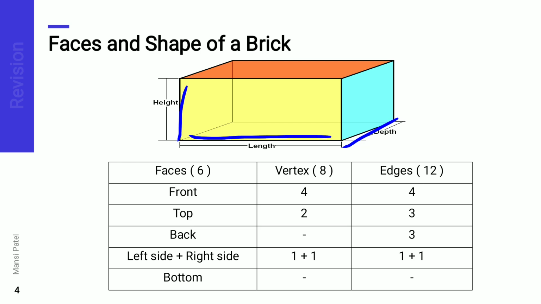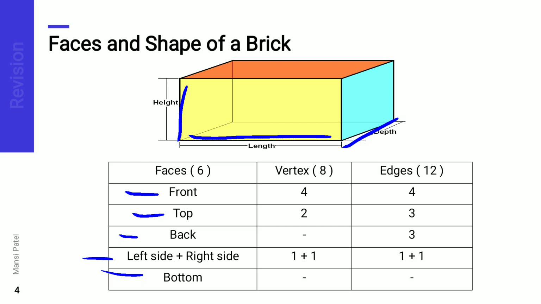So see here, this one is the front face. The second one is the top. From the front view we can see any of the 3D shape. From the top view, then from the back view, then one on left hand side, one on right hand side, and in the last from the bottom side you can see this cuboid. So like this there are the 6 different faces.